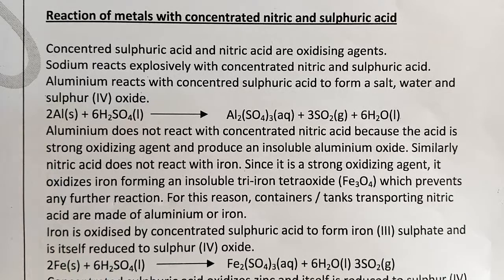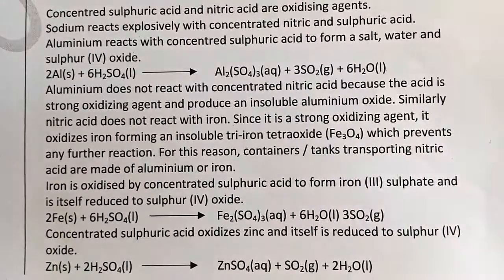And this is the reason why containers or tanks transporting nitric acid are made of aluminium and iron, because the acid initially will first react with the tanks or the containers, forming an insoluble layer. That insoluble layer forms an additional protection layer, and that is why those tanks are made of aluminium or iron for that reason. Then the other metals will react as follows.